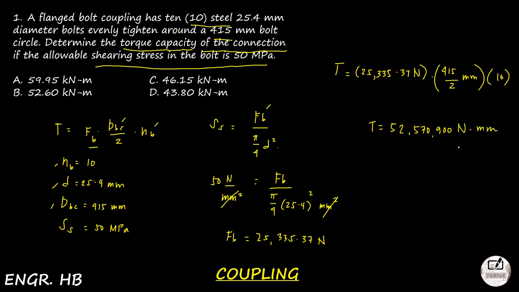The multiple choices are looking for kilonewton meter in unit. So just divide it by 10 raised to 6 para maging kilonewton meter. We all know that 1 kilonewton meter is equal to 10 raised to 6 newton mm. Kasi 1,000 times 1,000 yan eh. Kaya naging 10 raised to 6. So the answer is 52.57 kilonewton meter. So tingnan nyo nga guys kung may choices. Ay, may answer sa choices. So, ayan. So the answer is letter B, ang pinakamalapit. So the answer is letter B.